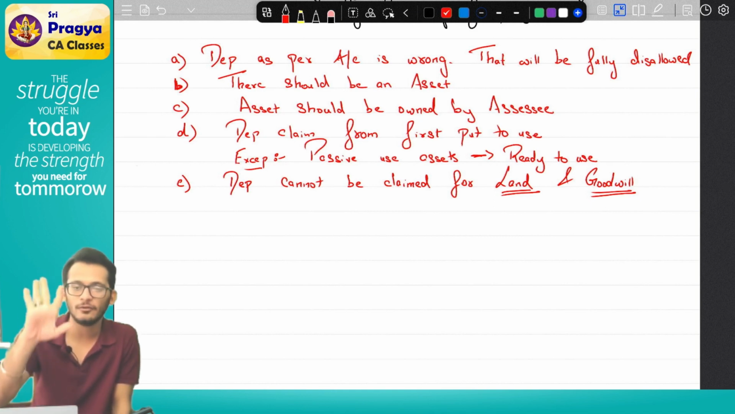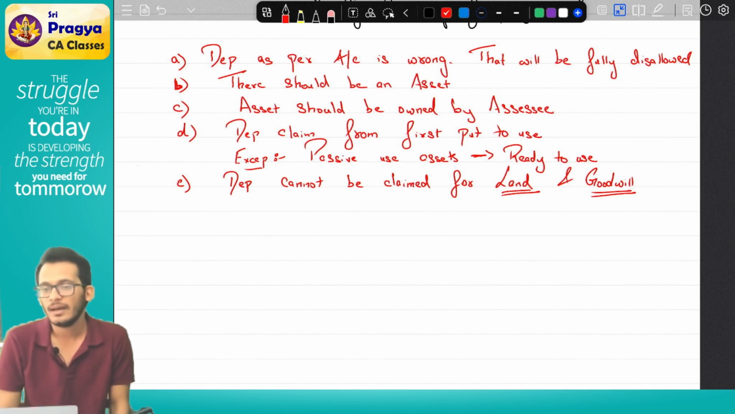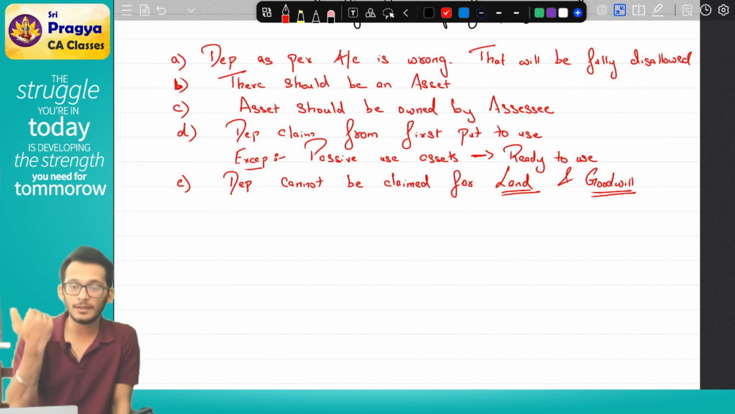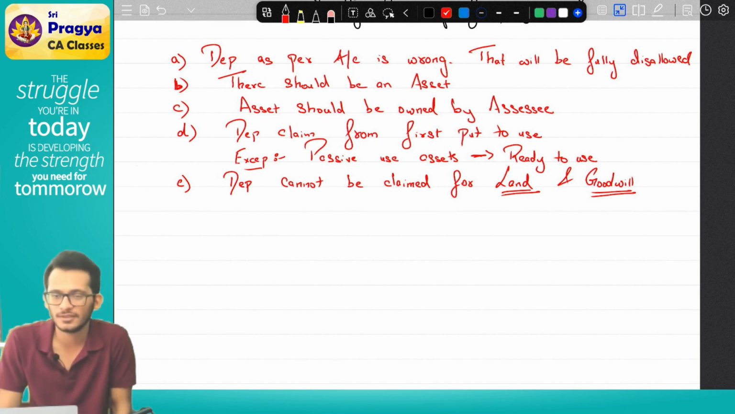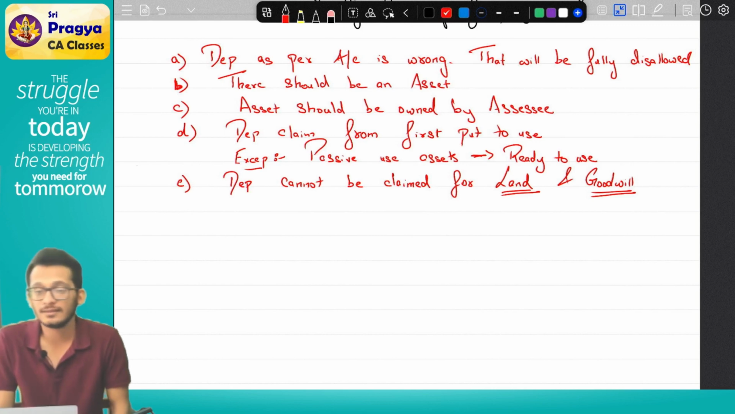This is just a write-off of a loss. He disallowed the whole depreciation. Assessing officer disallowed the depreciation. Assessee claimed depreciation. Both are not happy. We will go to courts. This went to a court called the Supreme Court.